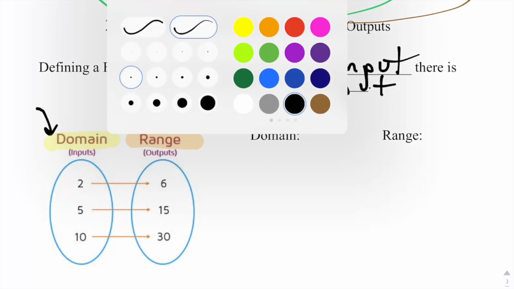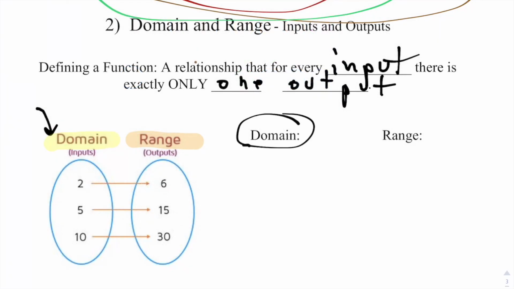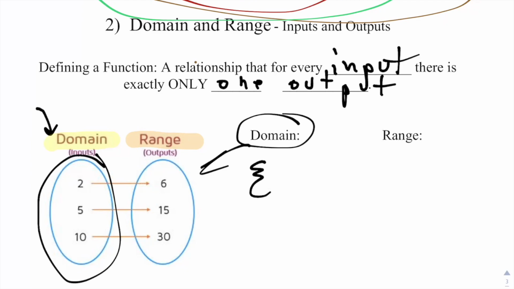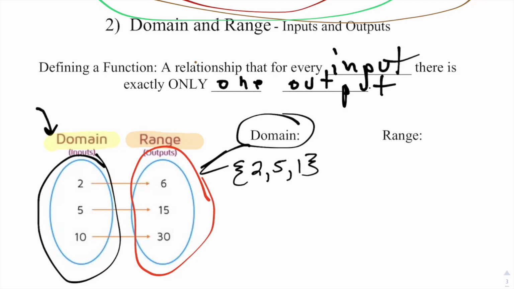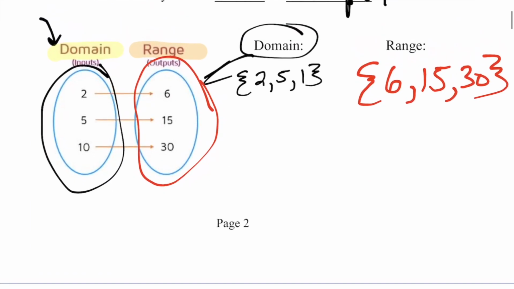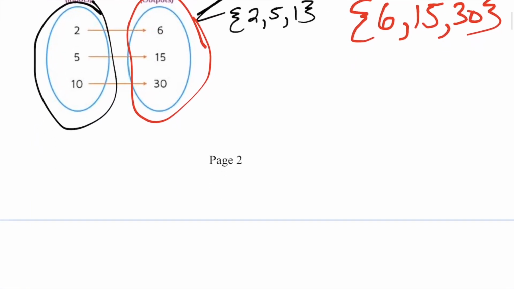So if we wanted to state the domain for this mapping over here, we would look at only this circle. So our domain, and we use set builder notation, is 2, 5, 10. And our range would be in this mapping bubble. Again, I want to use set builder notation. And our range is 6, 15, 30. And that's with a mapping like that. As you look up here, domain is input, range is output.